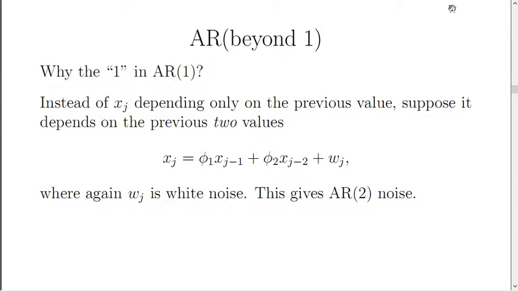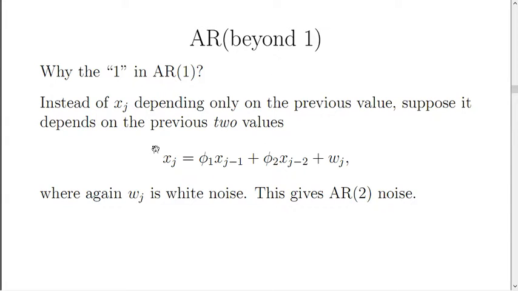We've been talking about an AR1 process. Why is there a 1 in AR1? Well, it doesn't have to be limited to 1. In an AR1 process, a given data value depends only on the single previous value. It could depend on more than just 1. Suppose that instead of x depending only on the previous value, it depended on the 2 previous values.